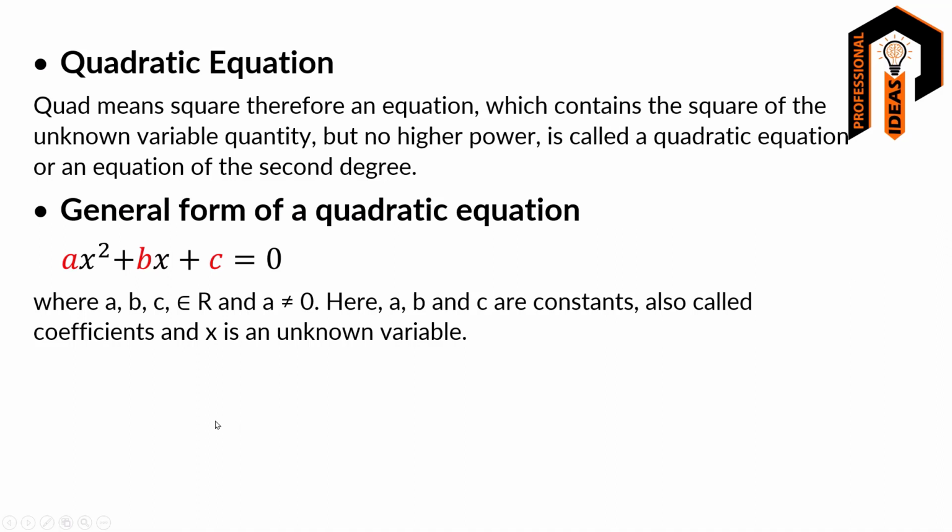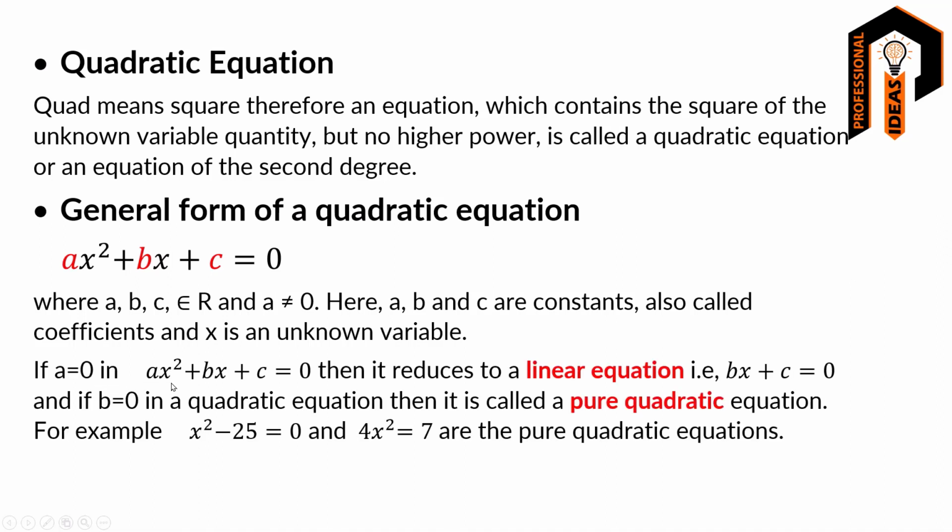If a is equal to 0 in a quadratic equation, then it reduces to a linear equation, that is bx plus c is equal to 0. And if b is equal to 0 in a quadratic equation, then it is called a pure quadratic equation.